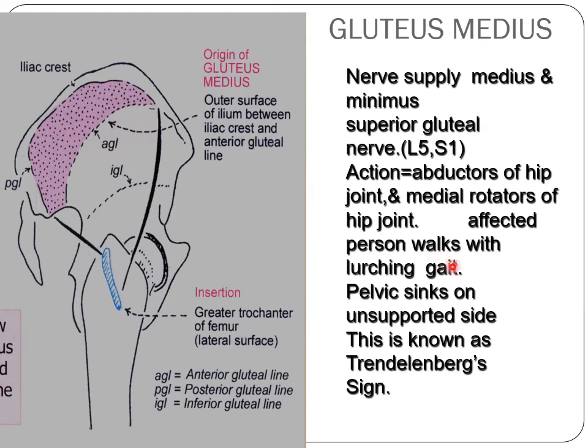It affects the person's walk with a lurching gait, the pelvis sinking on the unsupported side. This is known as the Trendelenburg sign. So this is the Trendelenburg sign if there is paralysis of the gluteus medius and minimus.